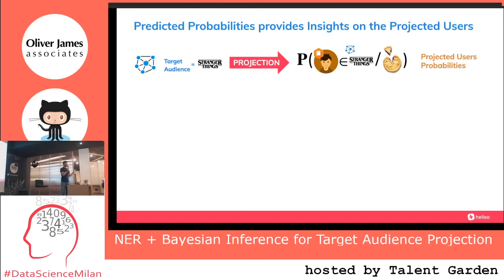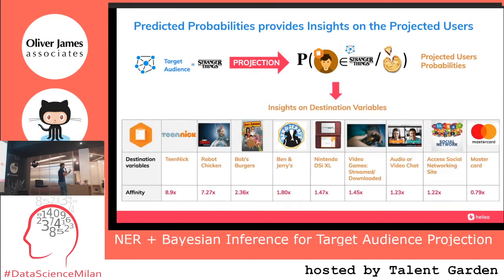Now, don't focus much on the technical details. The goal was to say, oh, we have a model for that. It's not just black box magic. If you want to know more, we'll explain to you, but we also don't want you to spend 2 hours on all those little math details. This is a Bayesian formulation that takes the evidence from the source domain and spits out the projected user probabilities. And then from the probabilities, you can derive insights on all of the variables that are only available in the destination domain.